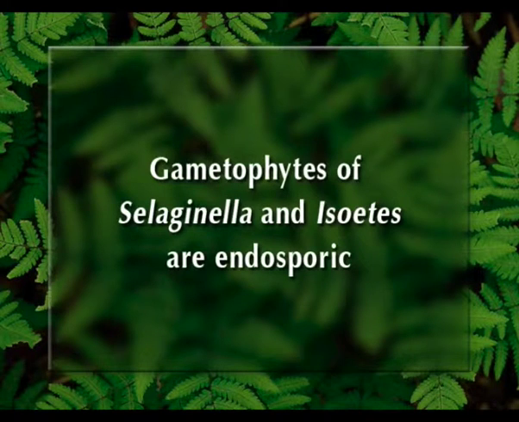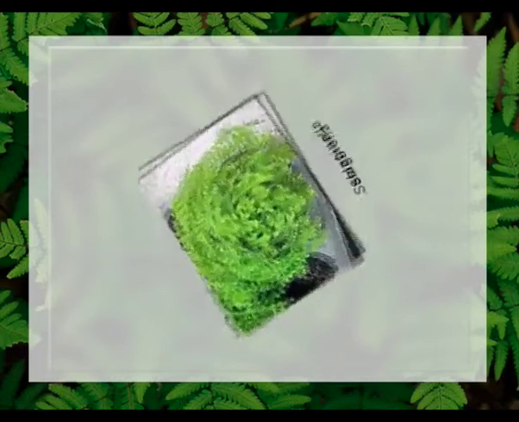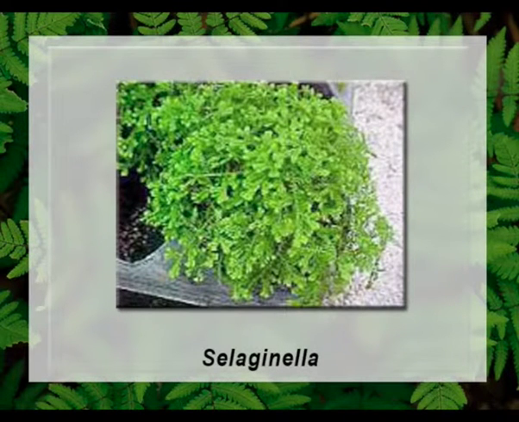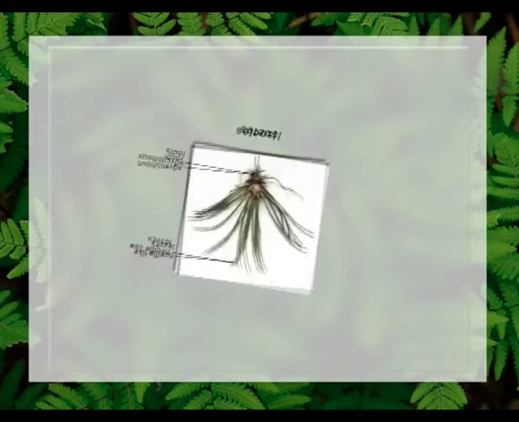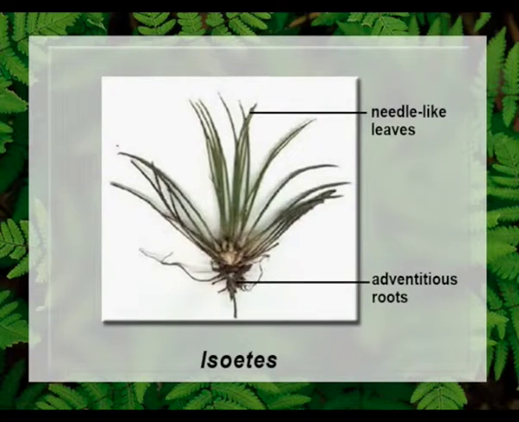The gametophytes of Selaginella and Isoetes are endosporic. Endosporic means the gametophytes develop entirely within the original spore wall. The Selaginellaceae contain about 700 species in the single genus Selaginella, commonly called spike mosses. The second family, Isoetaceae, consists of about 150 species in the single genus Isoetes, commonly called quillwort or Merlin's grass.